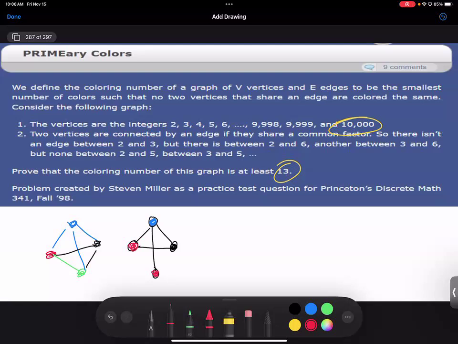So one way to show that the coloring number is at least 13 is to find 13 vertices that are all connected, that give you a complete graph. So this would be called K4 for the complete graph on 4 vertices. So can you find a K13, a complete graph with 13 vertices? So you've got 10,000 and you have the number 13. Can you think of 13 numbers that all share a factor?